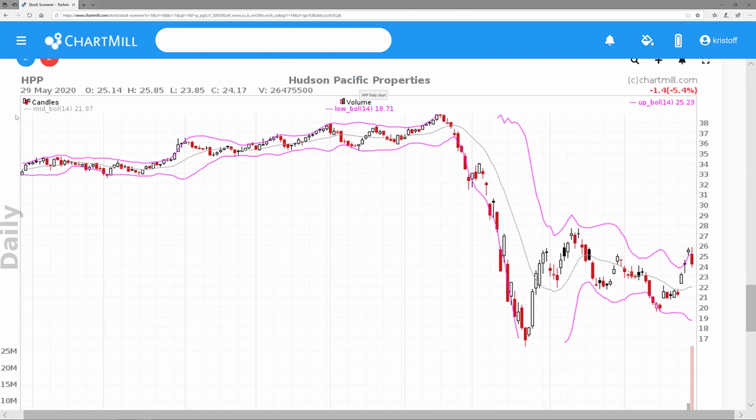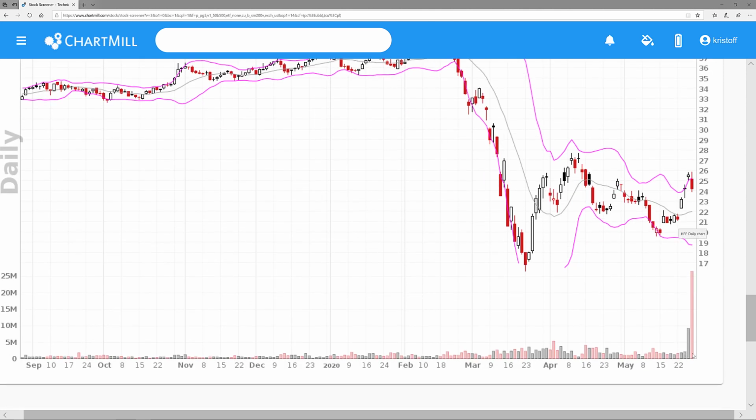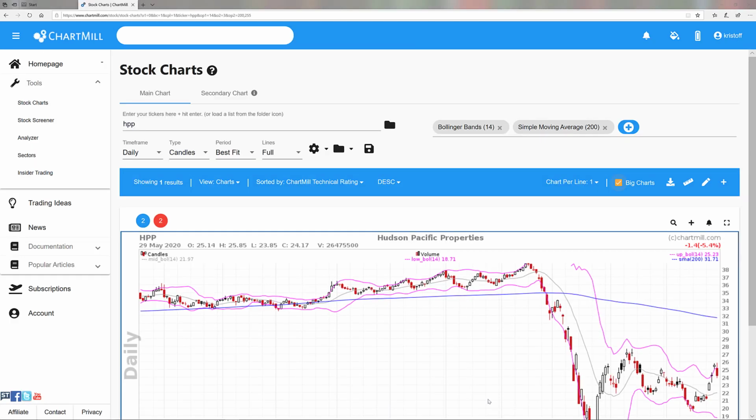Hudson Pacific, for example, HPP, is a very nice short setup, heavy volume, heavy sell volume. It has a reversal. Previous close was above the upper Bollinger Bands, and now we have a reversal sign. So these kinds of setups is what I'm looking for with this Bollinger screen. So let's take a closer look at one of these short setups. Like I've said, it's a pretty straightforward strategy I'm going to use with these Bollinger Bands screen.